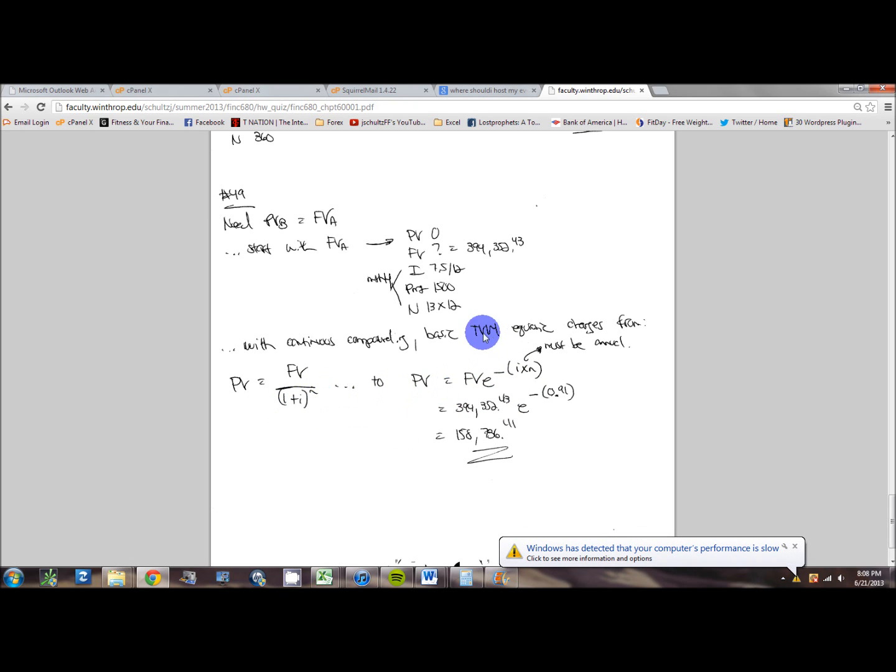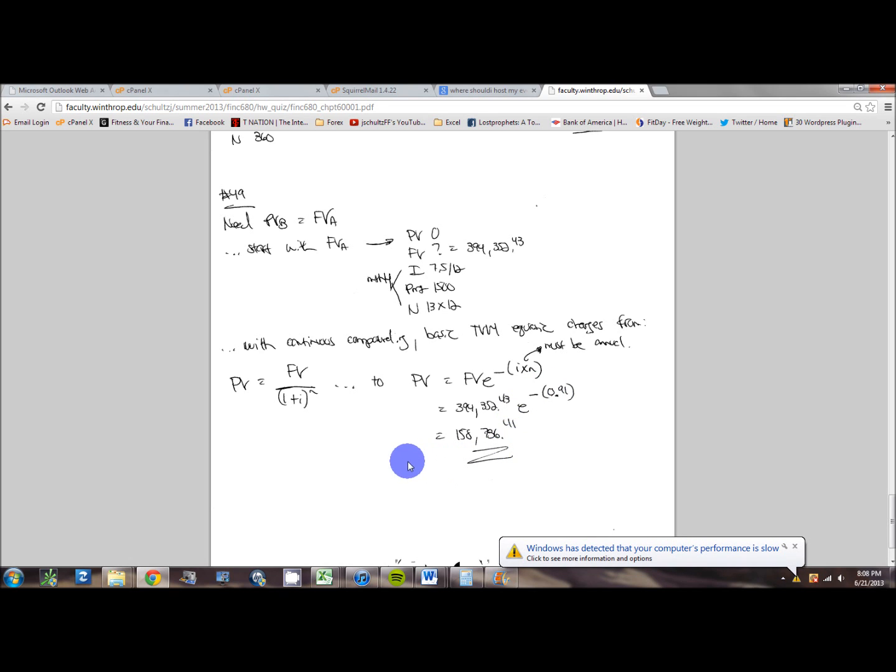And so the only thing that's critical about this exponent is your I and your n must be annual, even if the problem says monthly payments or whatever, because now it doesn't really matter anymore. The frequencies aren't important because you now have continuous compounding, right? And so in this problem, for B, the I was 7%. So this is 0.07 times an N of 13. So that's how you get 0.91.